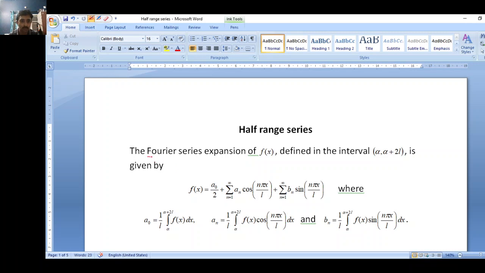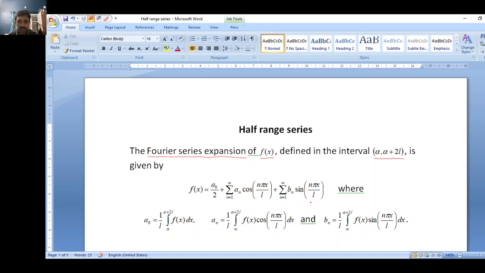So as we all know, the Fourier series expansion of a function f of x, which is defined in the interval alpha comma alpha plus 2l, is given by this expression: f of x equals a naught by 2 plus summation n equals 1 to infinity a n cos n pi x by l plus summation b n sin n pi x by l, where a naught is given by 1 by l integral alpha to alpha plus 2l f of x dx, a n is given by 1 by l integral alpha to alpha plus 2l f of x cos n pi x by l dx, and b n equals 1 by l integral alpha to alpha plus 2l f of x sin n pi x by l dx.